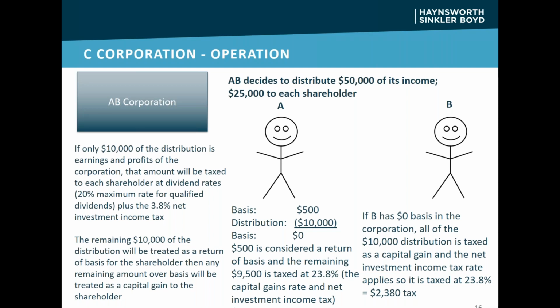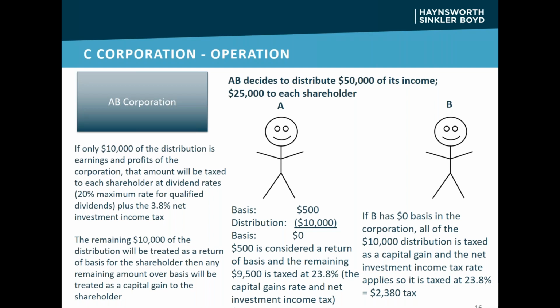And the remaining $10,000 of the distribution is treated as a return of basis to the shareholders, with any amount remaining over the basis treated as a capital gain to the shareholder. So A started with that $500 basis for contributing the machine, and then there's a $10,000 distribution, so $500 of that is return of basis, and the remaining $9,500 is going to be taxed at our 23.8%, which is the capital gains rate and net investment income tax, which results in $2,261 worth of tax.